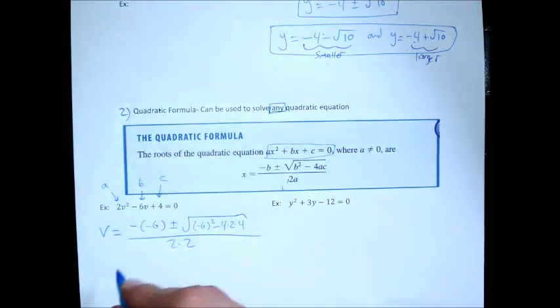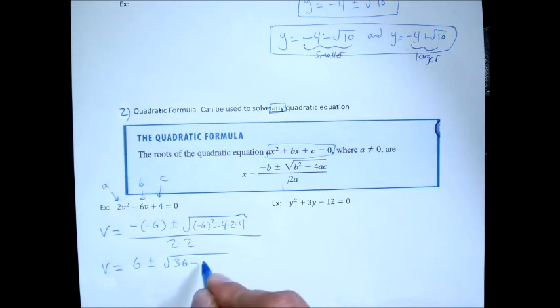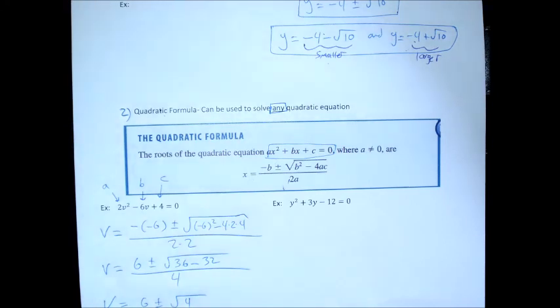So let's go ahead and simplify this. So this means that V equals 6 plus or minus 36 minus 32 over 4. All right, let's keep going then. So 36 minus 32 is 4. So we'll get 6 plus or minus the square root of 4. That's good because we know what the square root of 4 is. 2, good. So we'll keep on going. So this is 6 plus or minus 2 over 4.